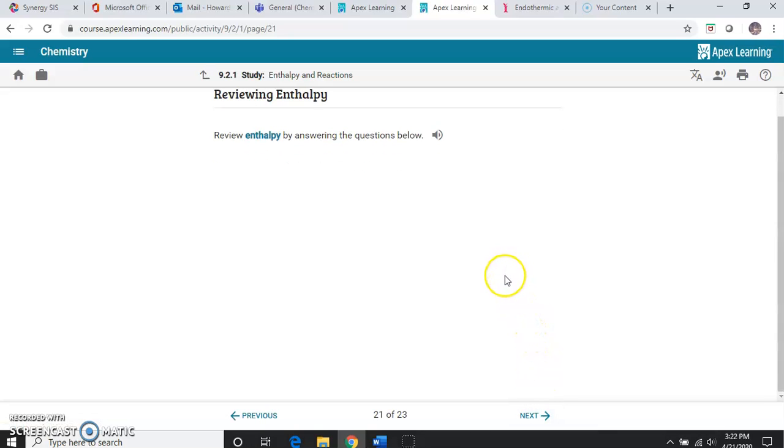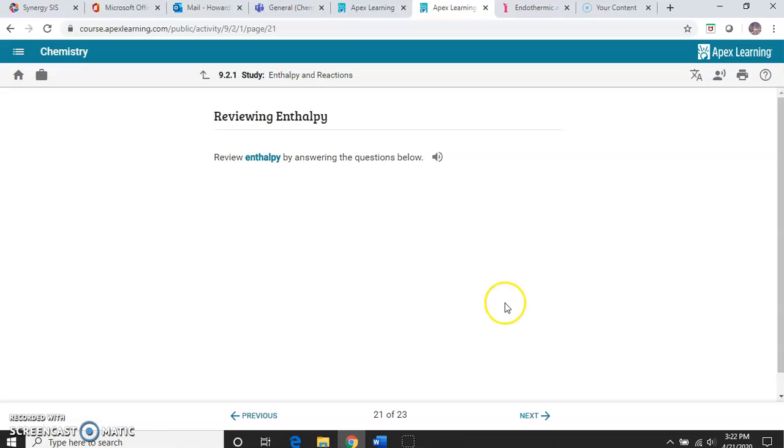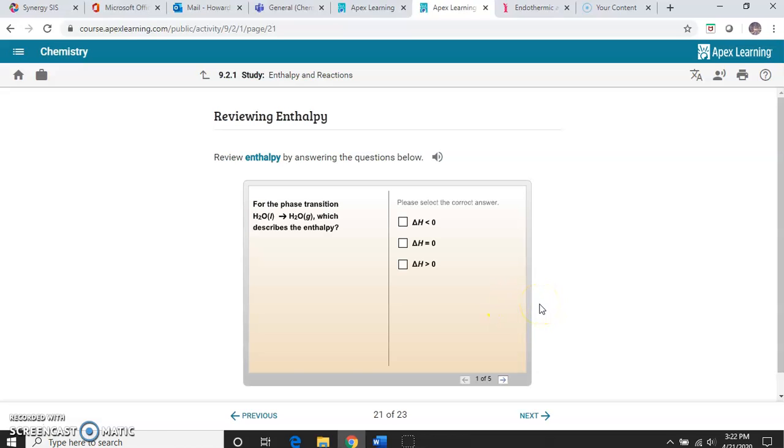So, let's review these questions. If my computer will load. There it goes. Okay. So now we have this idea. You have this liquid water being turned into gas. Which describes enthalpy? Well, when we're boiling water and changing liquid into gas, where's your pot? It's on the stove. So you're adding heat to it. So the heat is at the beginning. It's an endothermic reaction because you're putting in heat to this reaction, this energy. So if it's endo, remember endo, it's greater than 0.